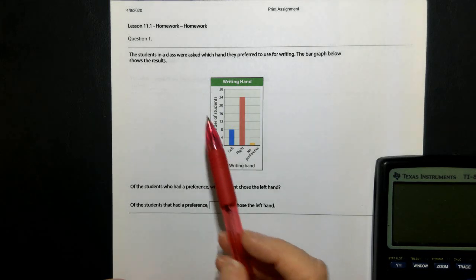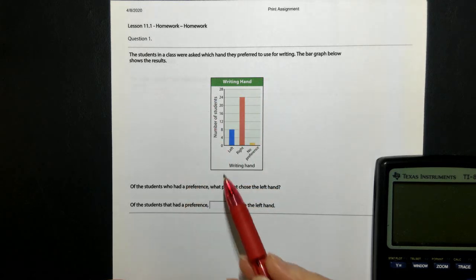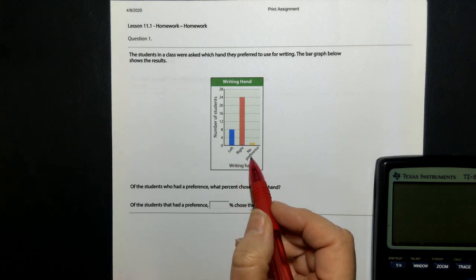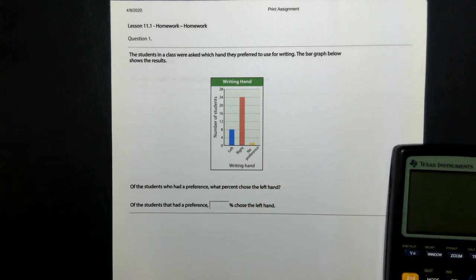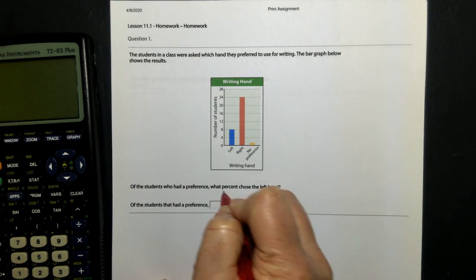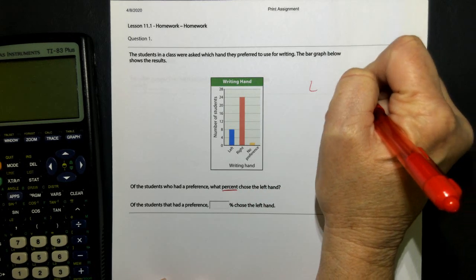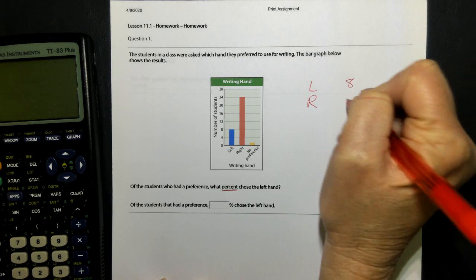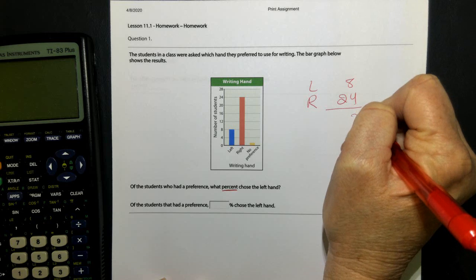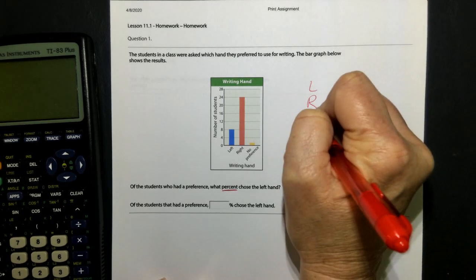The students in a class were asked which hand they preferred to use for writing. The bar graph below shows the results. So on the left hand we have 8, on the right hand we have 24, and no preference we have 1. So let's look at the question. Of the students who had a preference, what percent chose the left hand? So we have left, 8, right, 24. So total, 8 and 4 is 12, so 32. Okay, so we have 32 total.